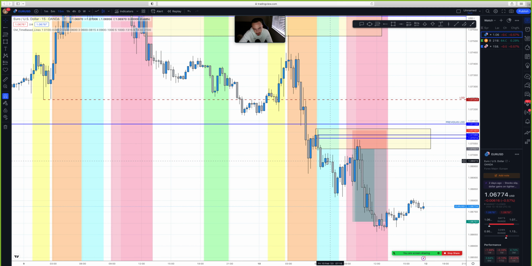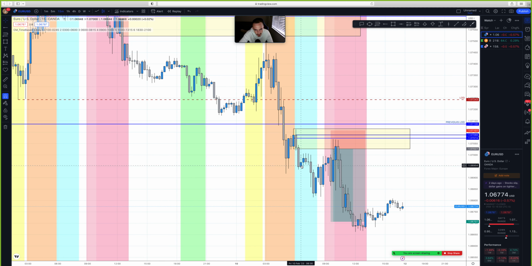Notice how a lot of people in the beginning of New York, 100%, they were selling right here at this supply. And what does price do? Price takes them out. And then that's when they're like, oh, price is stop hunting. But no, it's just that you don't know how to mark the right supply or demand zone.